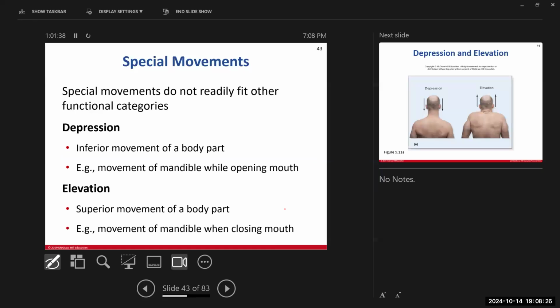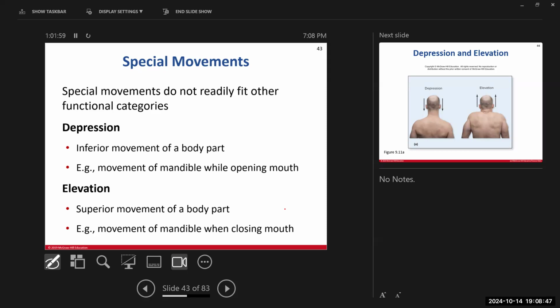Now we got to talk about a few of our spatial movements. There's a couple here. These are just all the ones that didn't fit into those other categories that we were talking about. So depression and elevation, just like that term means. When you depress something, you're going to lower it down. When you elevate something, you're going to lift it up.